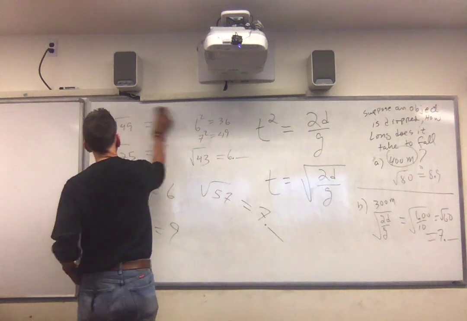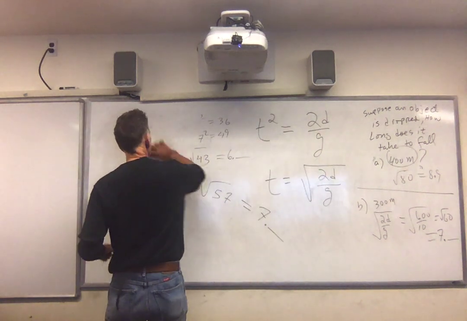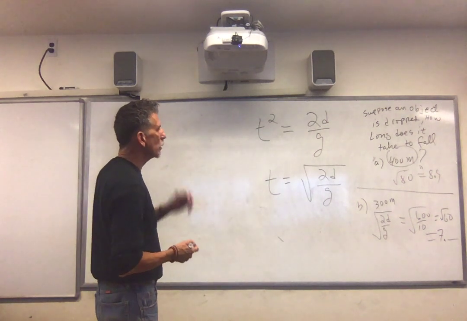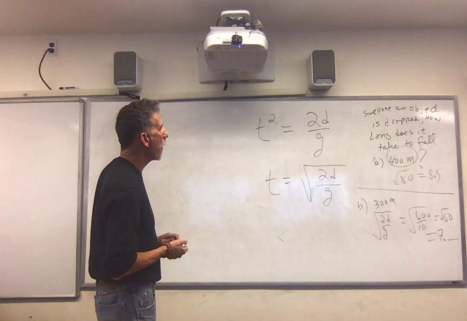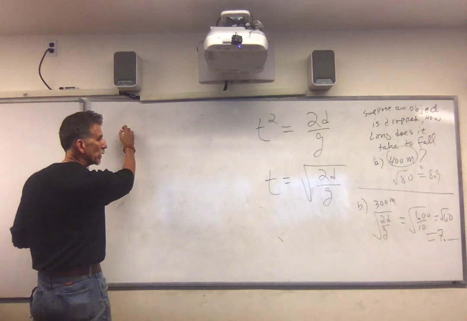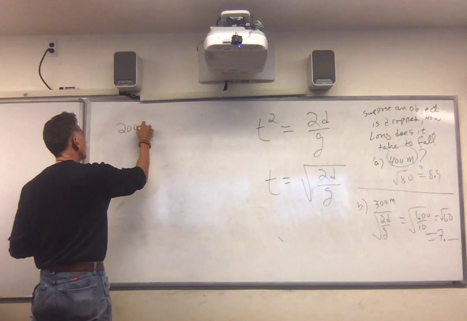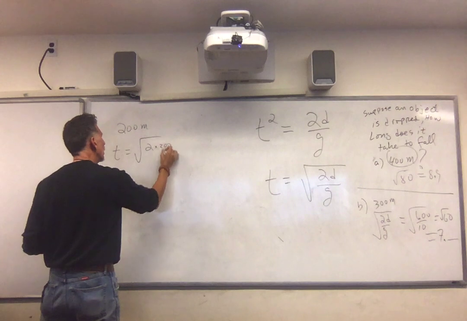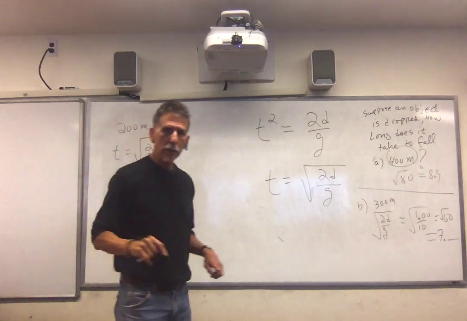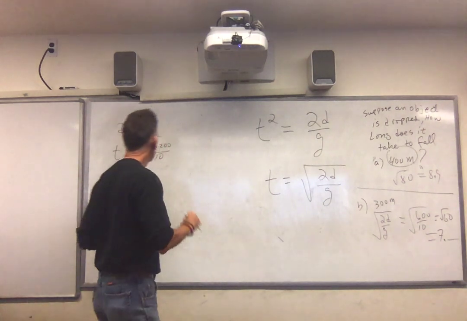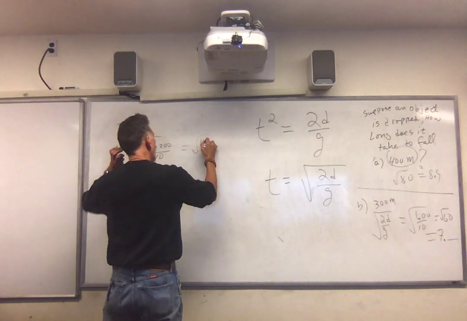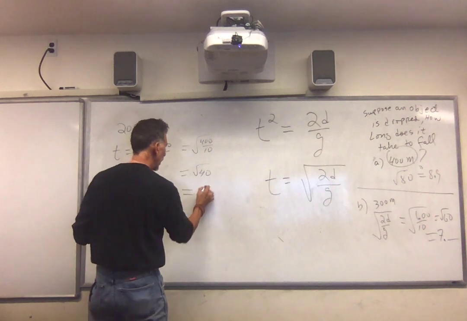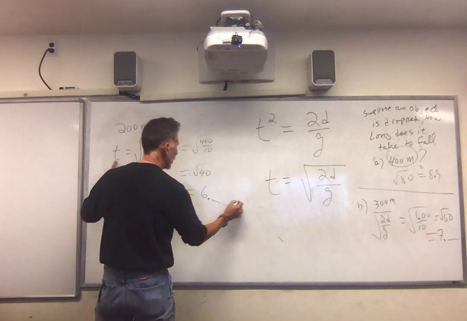Couple more. Let's go. An object falls, 200 meters. Okay, so T is the square root of 2 times 200 divided by 10. I'm being very careless with the units. Okay, so it's the square root of 400 divided by 10, which is equal to the square root of 40. Okay, so that's about 6 point something. And the units will be seconds.